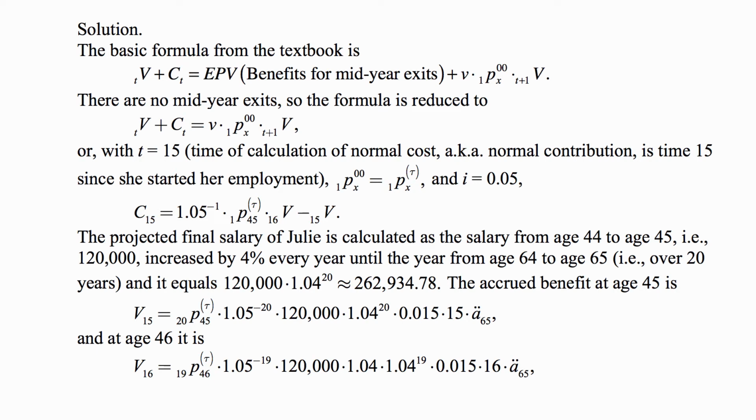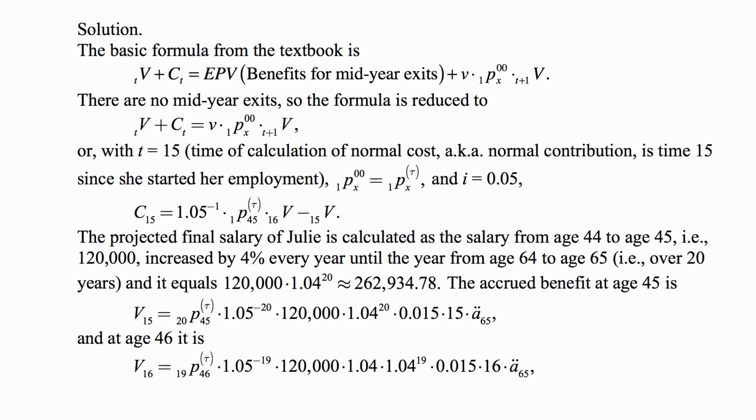And we'll use this expression for the time as the time since she joined the plan. It's up to you how you label time. I'm going to use t to be 15 for the beginning of that year, so it's time 15 since she started her employment. The probability of survival over 1 year can be written as 1p x tau. Interest rate is 0.05. So we can rewrite this to say that C15, which we're looking for, is 1.05 to the negative 1 times the probability of survival from all causes times 16V minus 15V.